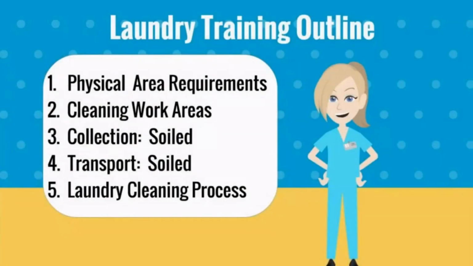In Part 1, we will look at the first 4 of these 5 main areas on our list of infection control basic training topics we will be covering. These 4 include the physical characteristics recommended in laundry processing areas, the routine cleaning expectations for the areas, the collection process recommended for contaminated laundry, and the proper transportation of soiled laundry to the laundry department or facility.